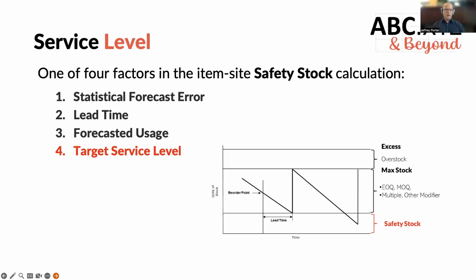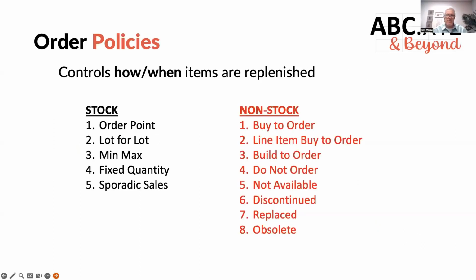You bet. Yeah, the entire organization rallies around this. Yep. So, lots of different ways to set your order policies, right? And you can use an order point, lot for lot, min max, fixed quantity, sporadic sales. There's various ways, right? That if you're going to be stocking items, you can use those, but also the non-stock items, right? Everything down to obsolete, do not order, et cetera, et cetera. So this helps you get those.